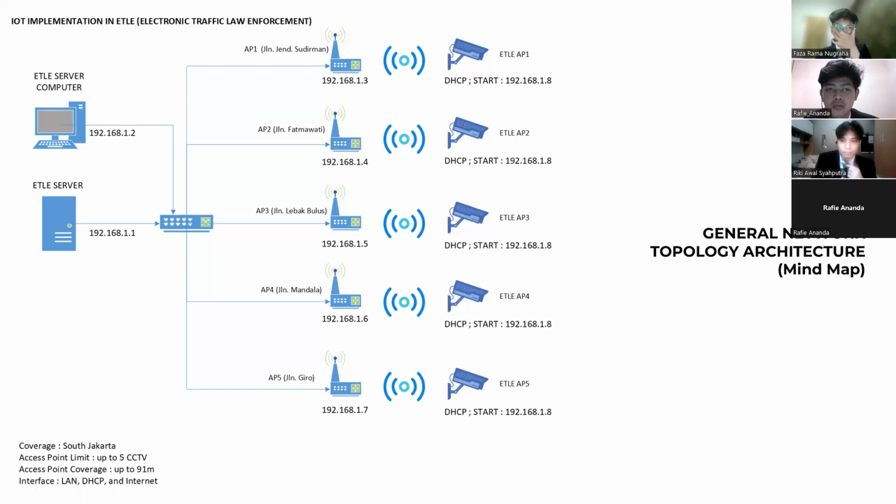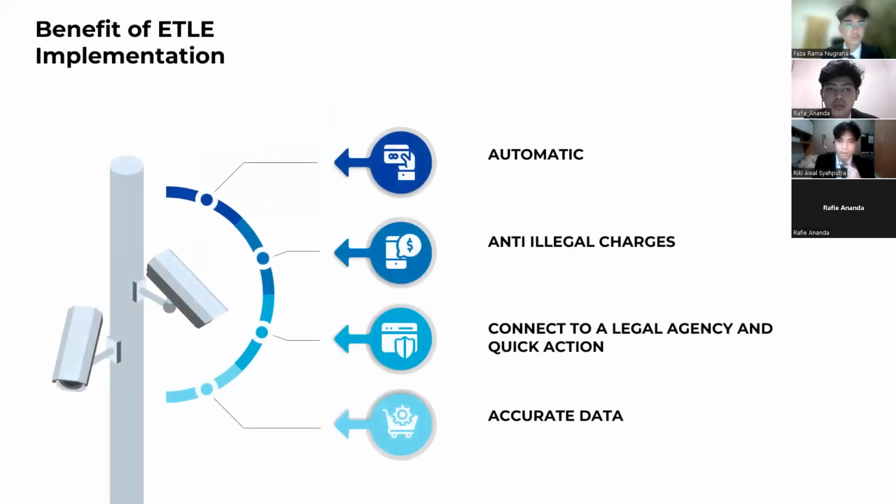Okay. Next is the benefit of Atle implementation. This is the benefit of implementation in real life. There are 4 main benefits. The first is automatic. Second is anti-illegal charge. Third is connection to a legal agency and quick action. And last is accurate data.